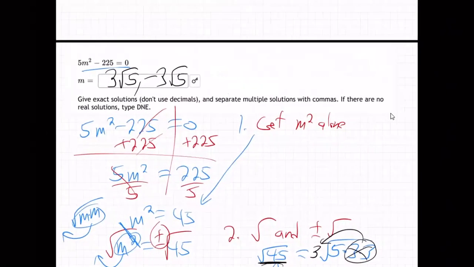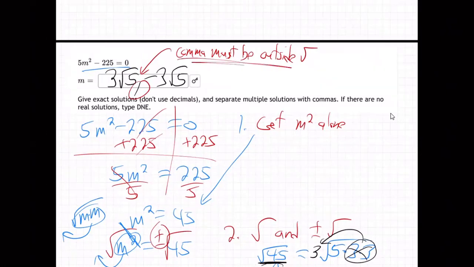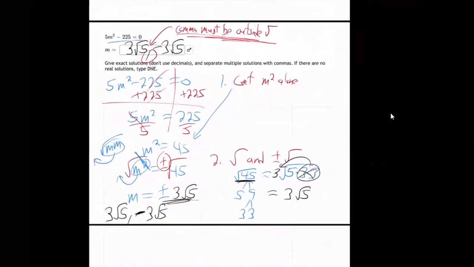By the way, a lot of students have made the mistake. Make sure that comma must be outside of the root. It's easy to accidentally, when you're typing in your answer, have that comma be inside the root. You've got to go outside the root and then put the comma. Make sure you watch out for that. So that would be the other answer.